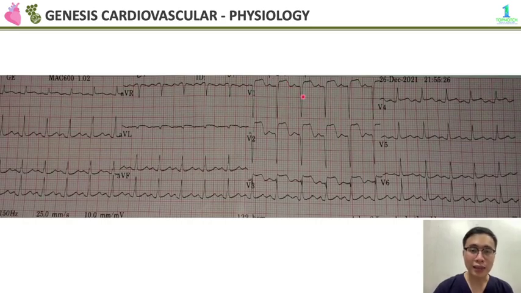Your V1, you only need 1 to be able to say that it's significant. So V1 and V2 are definitely elevated. V3 is elevated in isolation because V4 is not. So we say that this is septal wall MI. Okay? So yun siya.